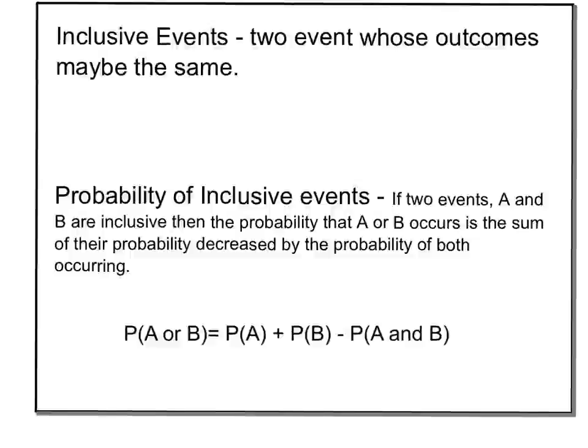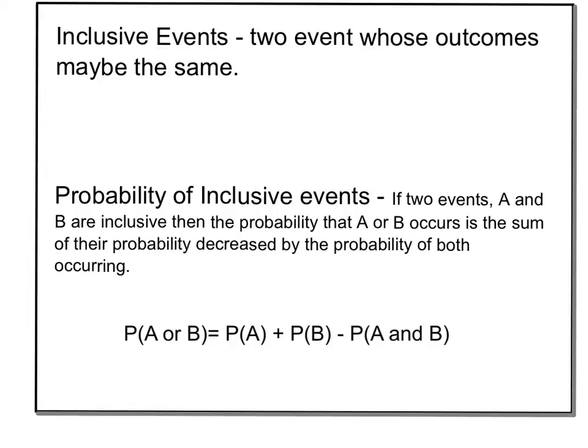We are also going to talk about inclusive events. Inclusive events are 2 events whose outcome may be the same, so you could get the same options. The probability of an inclusive event is, if 2 events A and B are inclusive, then the probability that A or B occurs is the sum of their probabilities, but then you have to decrease the probability of both of them occurring.